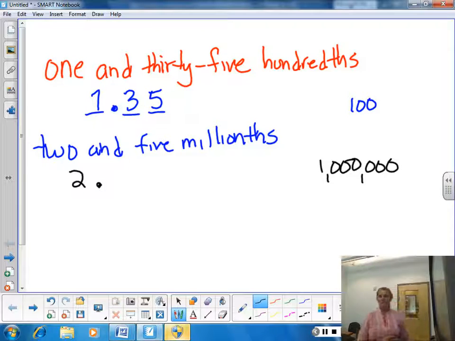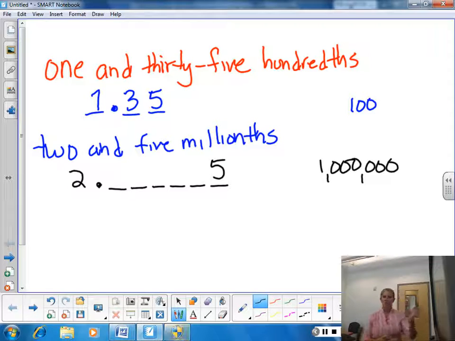6 zeros. So I'm going to write 6 decimal places: 1, 2, 3, 4, 5, 6. And what I know, because this is how it works, is that the 5, when it tells me where it ended, was in the millions place.